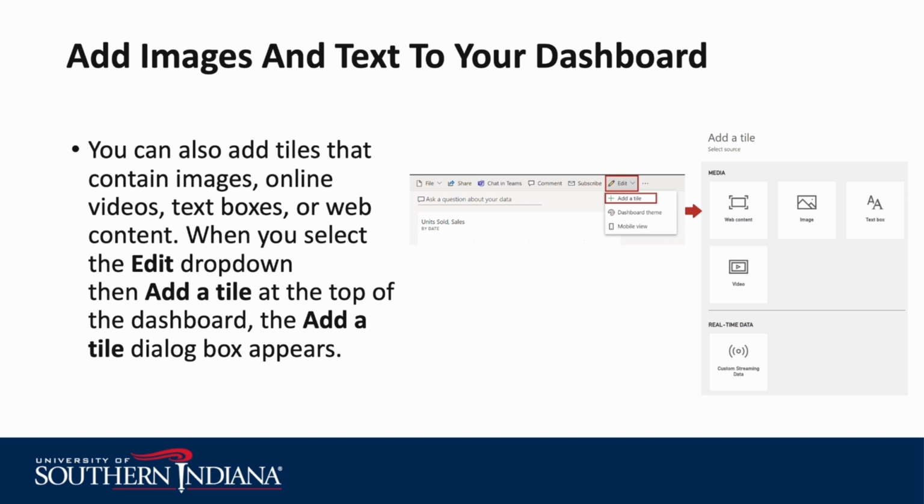You can add tiles containing images, videos, text boxes, or web content. Select the Edit drop-down and click Add a Tile to open the Add a Tile dialog box. The slide image highlights the Add a Tile button and the resulting dialog box for selecting content type.